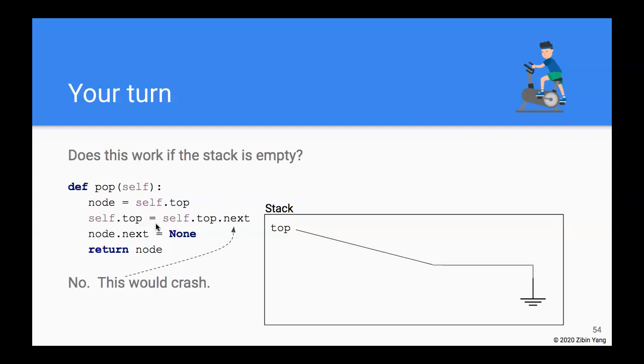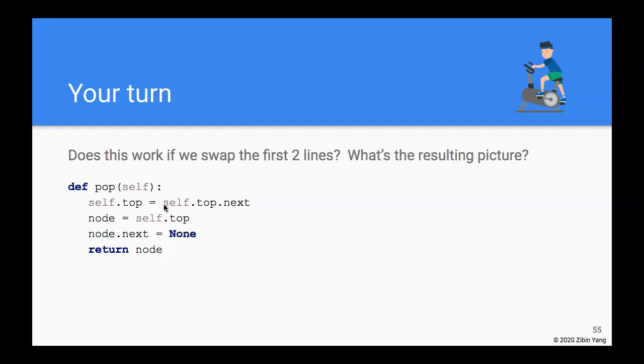And that is because when we try to do self.top, which points to None, and then .next, we're effectively doing None.next, which obviously won't work. So this would crash the code. The next question is, as in the case of push, what if we swap some of the lines? For example, if we swap the top two lines, does the code still work? What would the picture look like in this case?